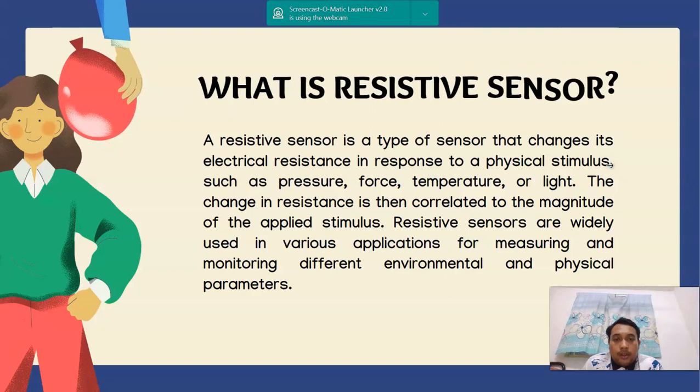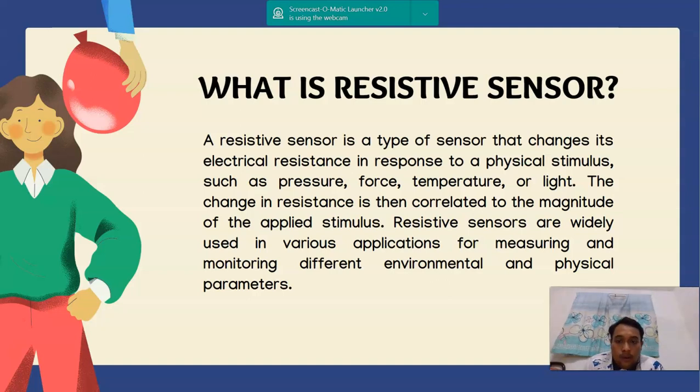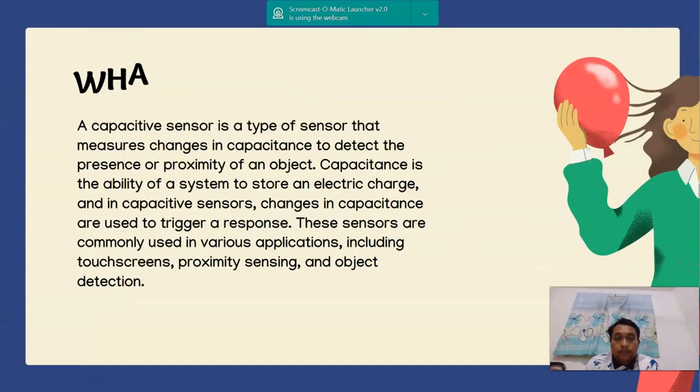Okay, what is a resistive sensor? A resistive sensor is a type of sensor that changes its electrical resistance in response to a physical stimulus such as pressure, force, temperature, or light. The change in resistance is correlated to the magnitude of the applied stimulus. Resistive sensors are widely used in various applications for measuring and monitoring different environmental and physical parameters.